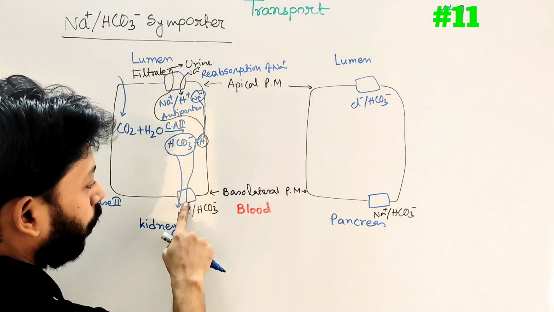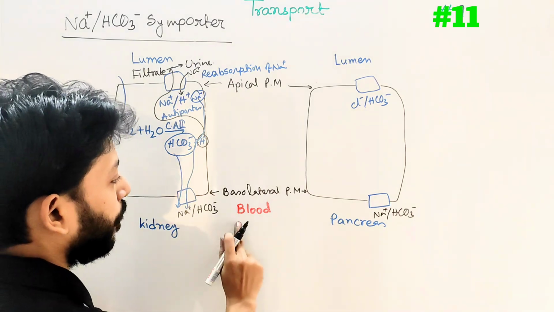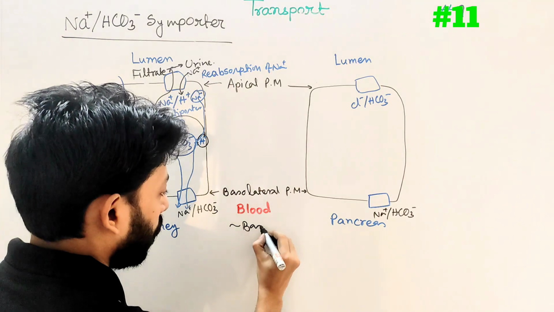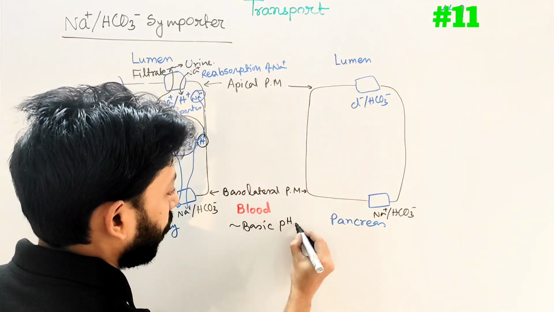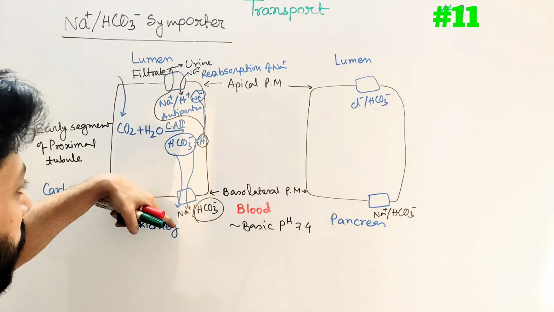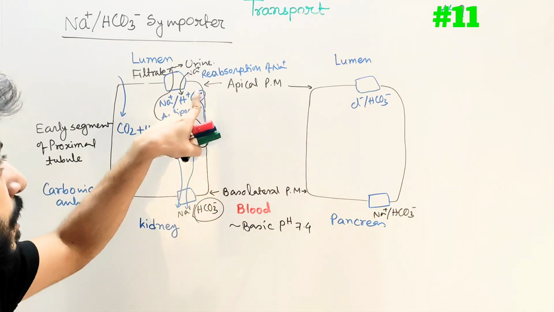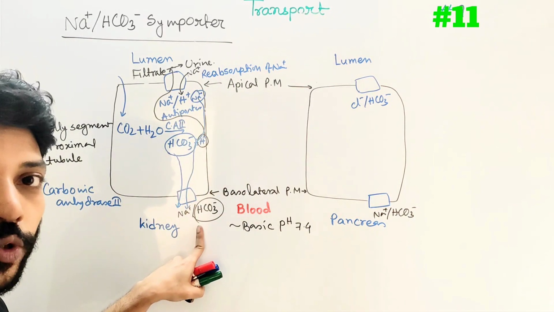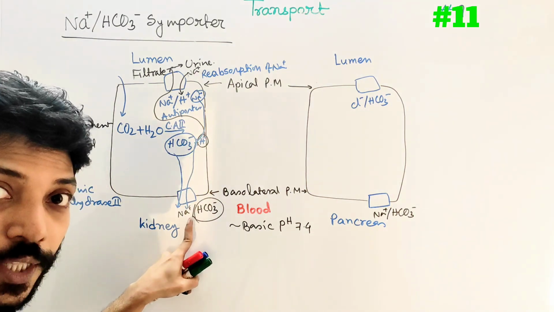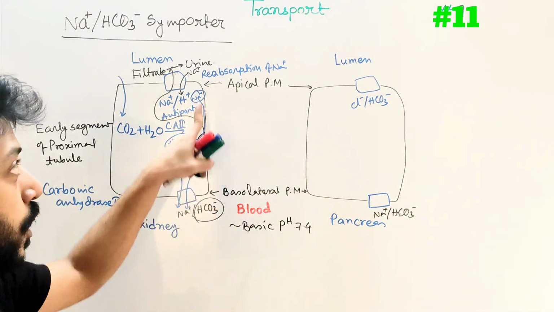Now by removing this bicarbonate, these kidney epithelial cells actually maintain the blood pH that is slightly basic. The value of the pH is 7.4. So by exporting these bicarbonate ions through the cells, it actually maintains the basic pH. Also, simultaneously, this symporter helps in the reabsorption of the sodium, because for the presence of this symporter, sodium that is reabsorbed goes to the blood, so sodium is not lost.